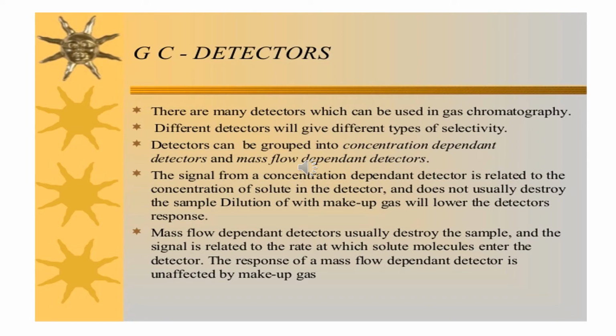The signal from a concentration dependent detector is related to the concentration of solute in the detector and does not usually destroy the sample. Dilution with makeup gas lowers the detector response. Mass flow dependent detectors usually destroy the sample and the signal is related to the rate at which solute molecules enter the detector. The response of a mass flow dependent detector is unaffected by makeup gas.